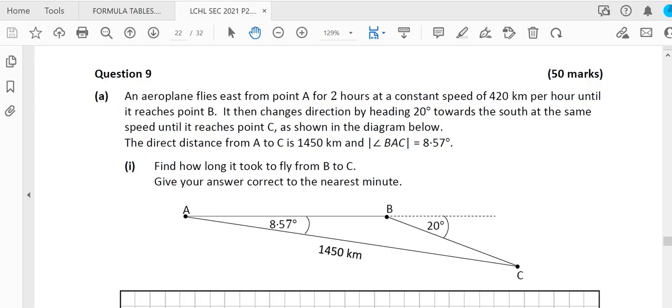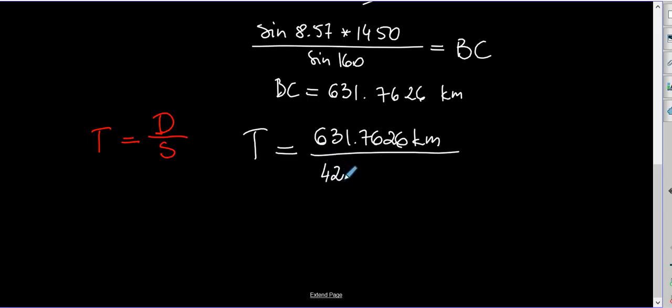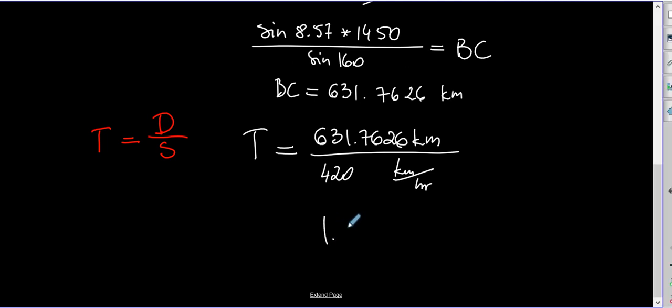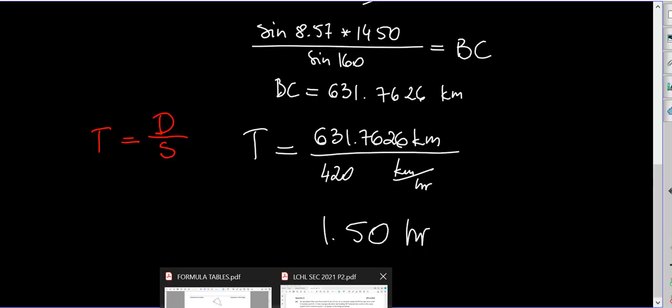And here we are told in the question that it changes direction by heading 20 degrees towards the south at the same speed. So what's the speed? 420 kilometers per hour. So we divide our value 631.7626 by 420. So 1.50 of an hour. And now let's check the terms and conditions.